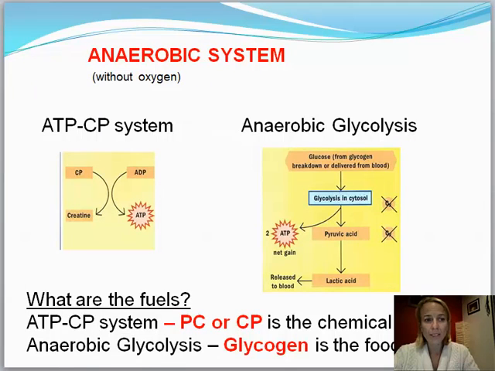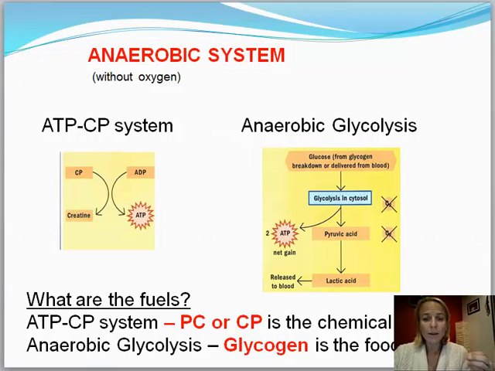The anaerobic energy system uses only one food fuel, and that is carbohydrate, which is broken down into glucose and used in the anaerobic glycolysis system to produce ATP. Carbohydrates, when they're broken down, are stored as glycogen in the muscle and in the liver. When they are needed for exercise, they are then broken down from glycogen into glucose to produce ATP.